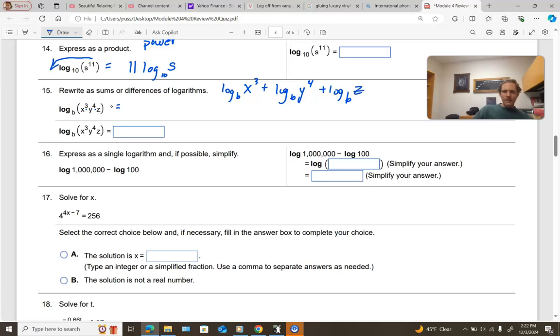Now you've got one last step here. You can use the power rule and actually move those powers out in front of these logarithms. And so if you do that, you get 3 times log base b of x plus 4 times log base b of y plus, and then this last one's just going to stay the same, log base b of z. Okay.